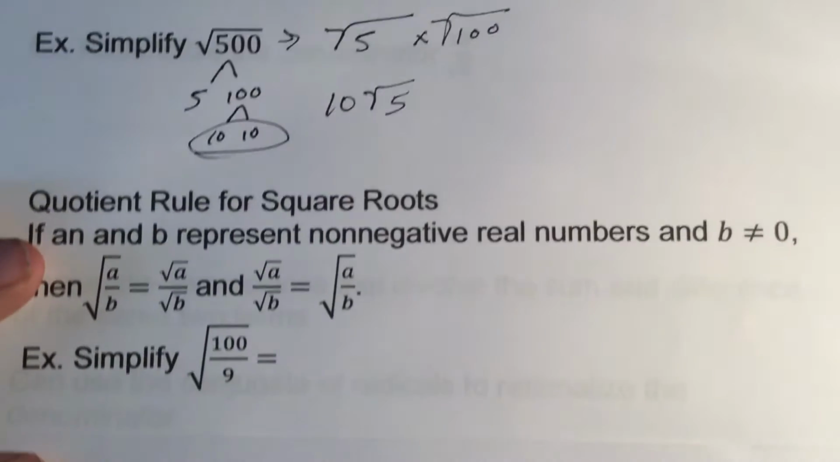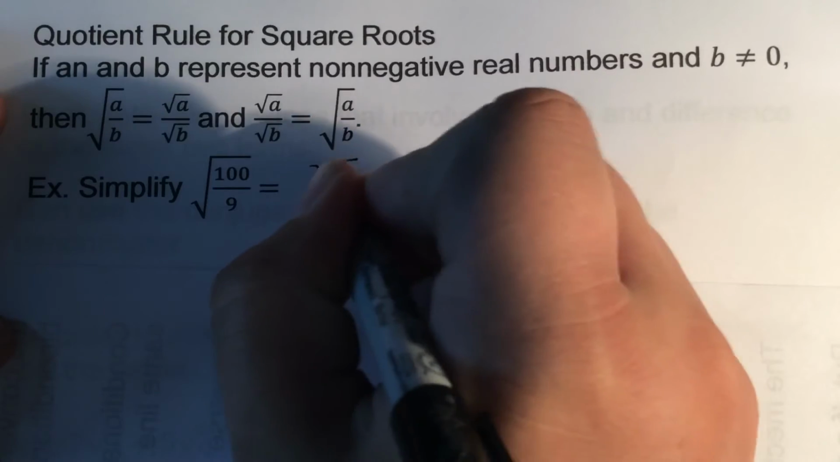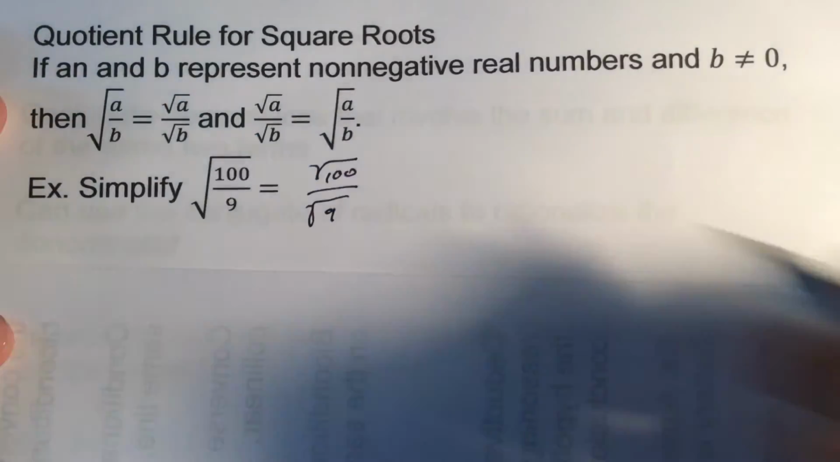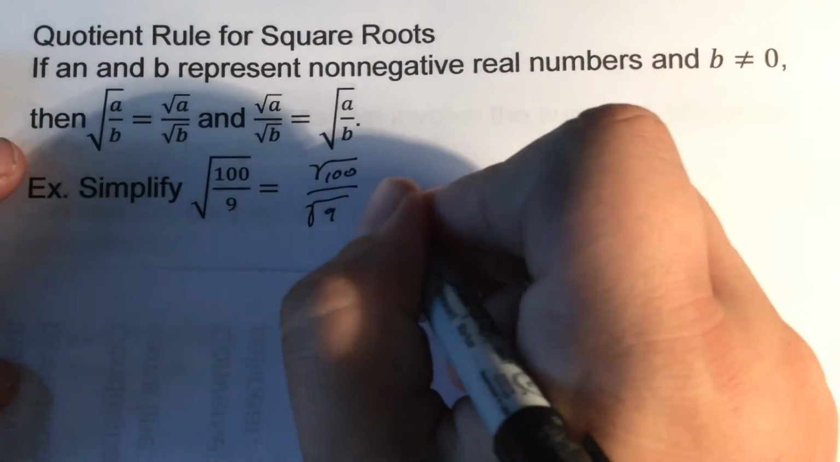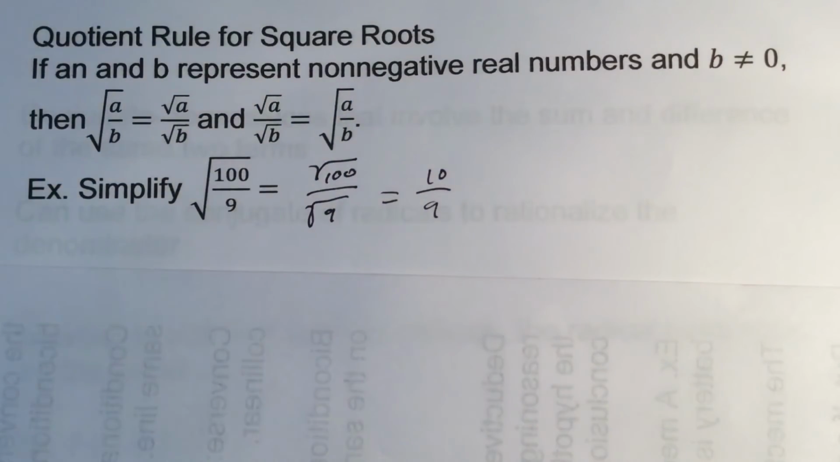Same thing with square roots when we divide. So here we can separate this to make it the square root of 100 over the square root of 9, which is easier to do. We know the square root of 100 is 10, and we know the square root of 9 is 3. Okay.